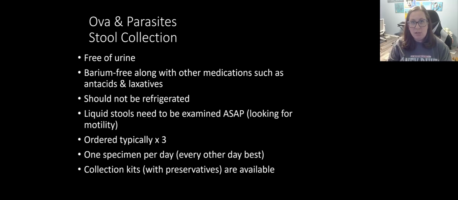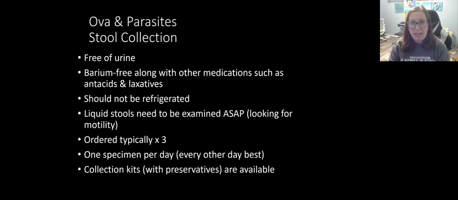So we need to make sure that the stool sample is free of urine. We see that it's barium-free along with other medications such as antacids and laxatives cannot be present. We should not refrigerate the samples, okay? So it can't be where they've been refrigerated. Liquid stools need to be examined ASAP, as soon as possible. And the reason for this is it allows them to look for motility of these parasites and eggs. See if they have the ability to move. That can help distinguish what type of parasite you might be looking at.